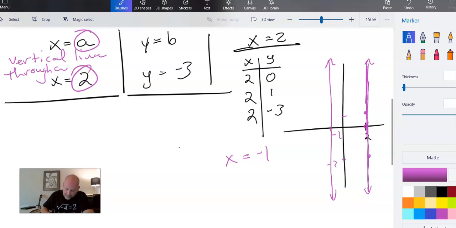Now, something similar happens with y equals b. So let's go ahead and cut that off for the moment.